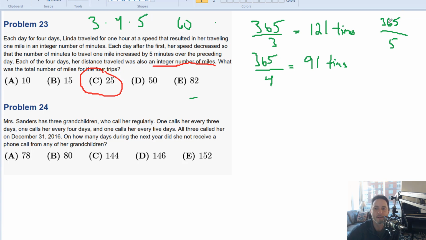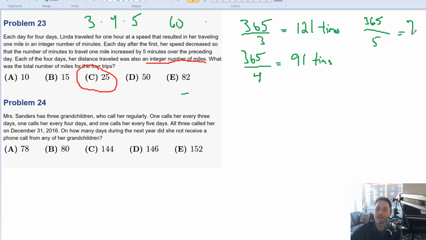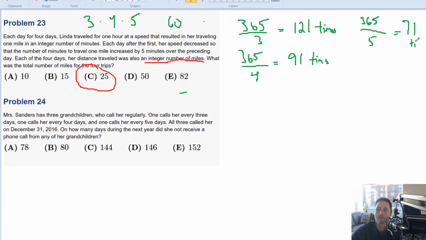365 divided by 5. What is that? 5 goes into this 71 times. Okay. So if you can see that, let's see, 162 and 121. It's that 183. There's a lot of days there, 183 days that someone's going to call already.